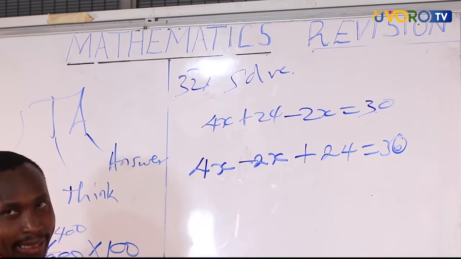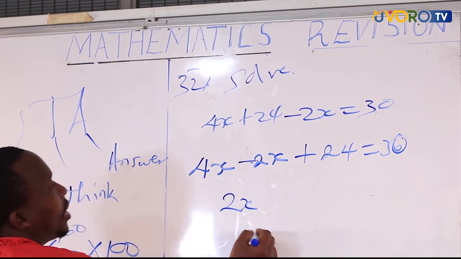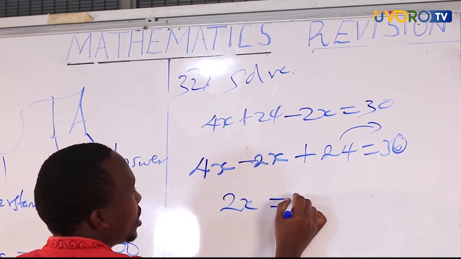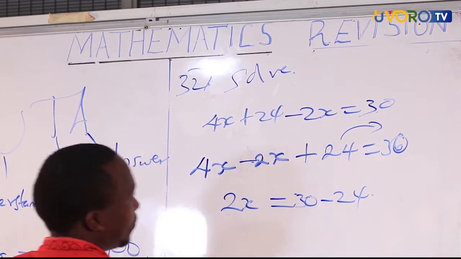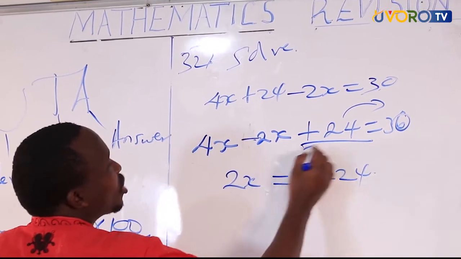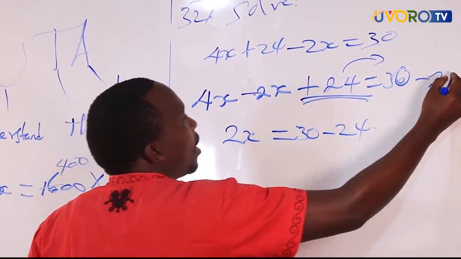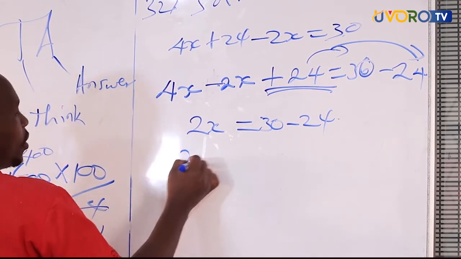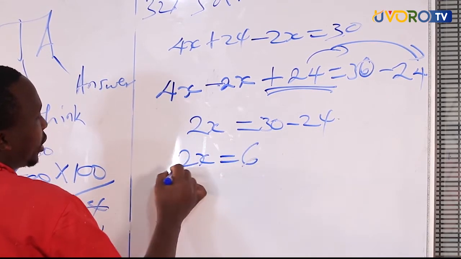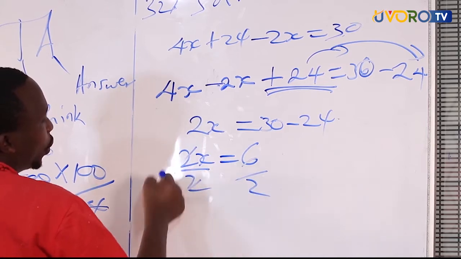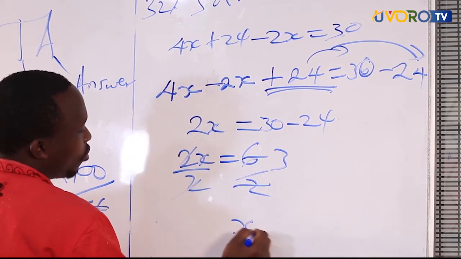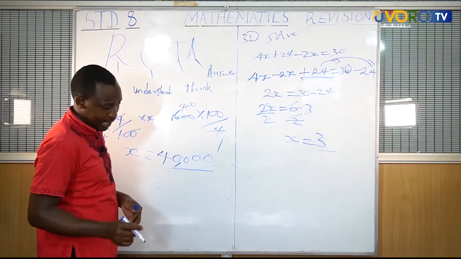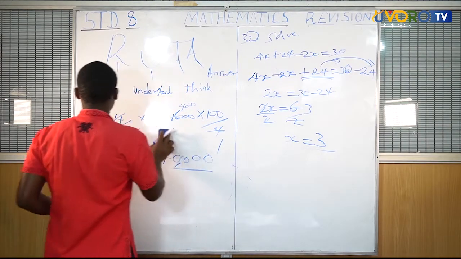4x minus 2x is 2x. Now this one closest to the other side becomes negative. It was a plus 24, so it goes to be minus 24. 2x equals 6. Divide both sides by 2 and you get your answer to be 3. A for answering. We go to question number 33.